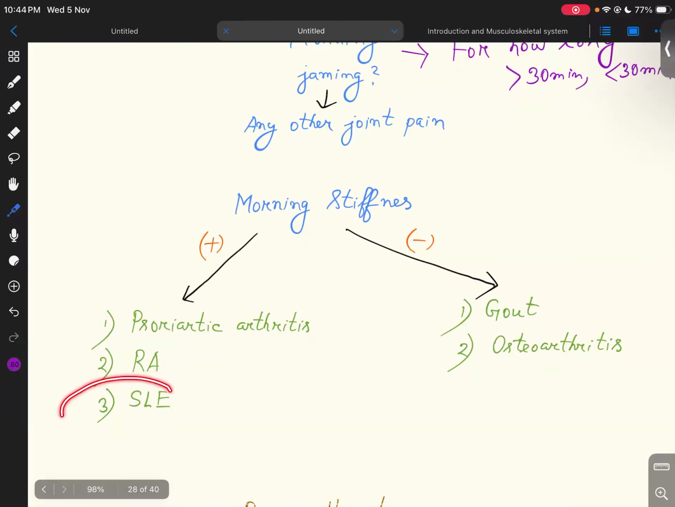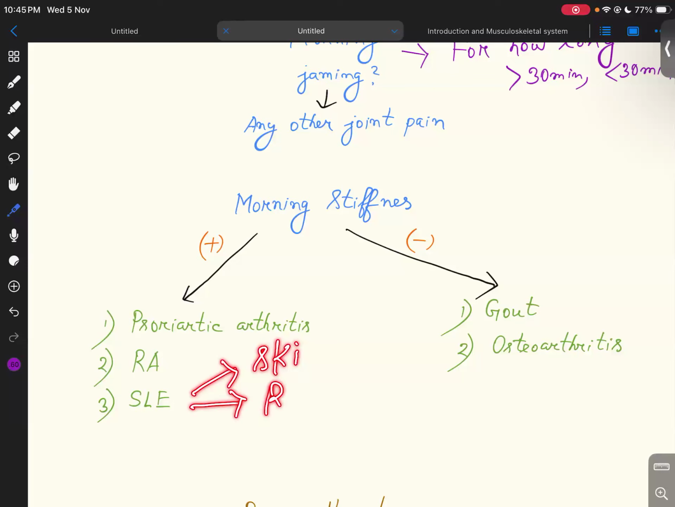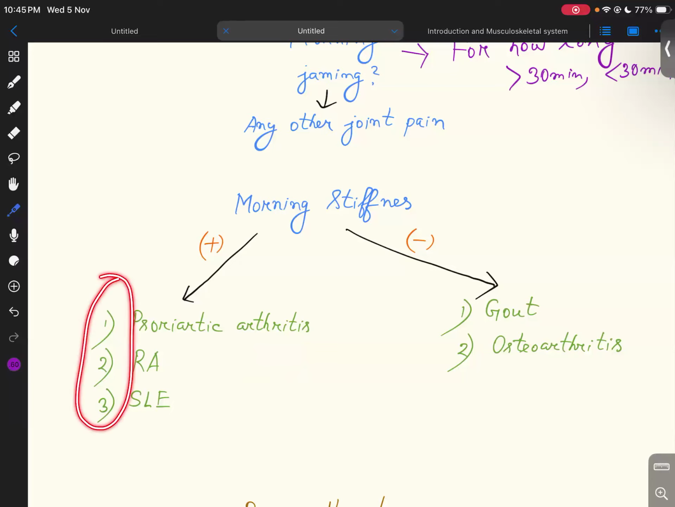To rule out SLE, we have to ask, do you have any skin rash or any rash after going to the sun? Do you have any mouth sore? So these 3 questions have to be asked. Any facial rash, any rash after going to the sun, then any mouth sore. These are the questions to rule out your differential diagnosis. So these are the screening questions for the inflammatory hand pain.